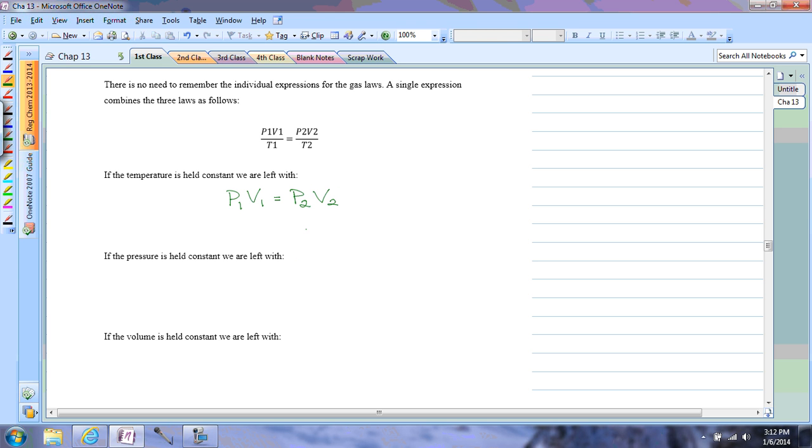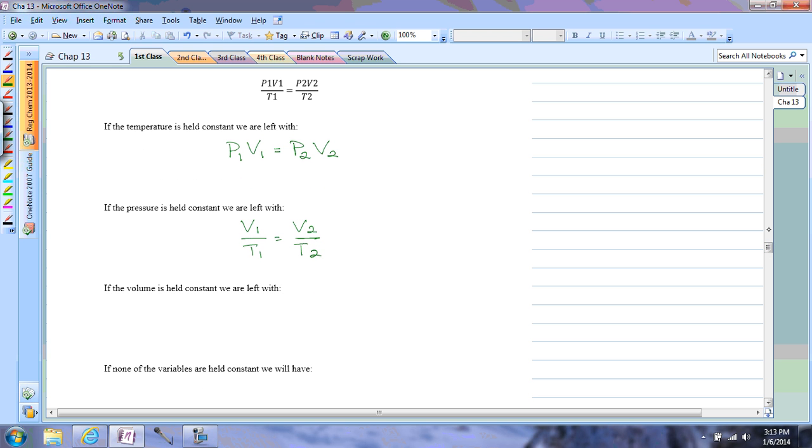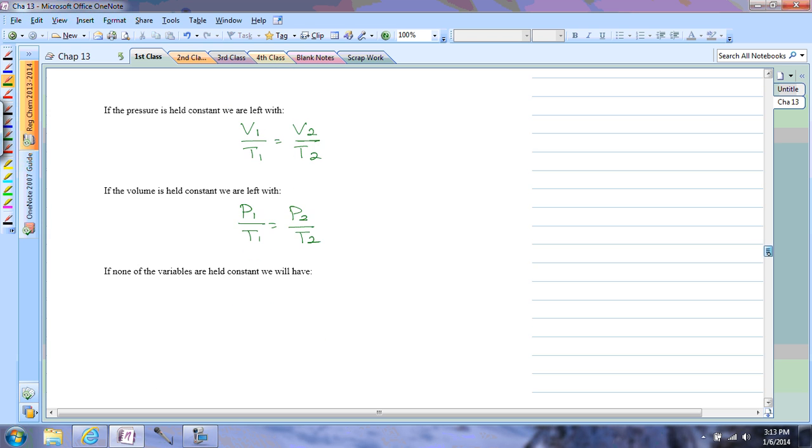But if the pressure is held constant, if we cross off the pressures from the original combined gas law, then we're left with Charles' law. What if the volume is held constant? Then we can get rid of the volume term, and we're left with Gay-Lussac's law. P1 over T1 equals P2 over T2. If none of the variables are constant, then we're left with the combined gas law.